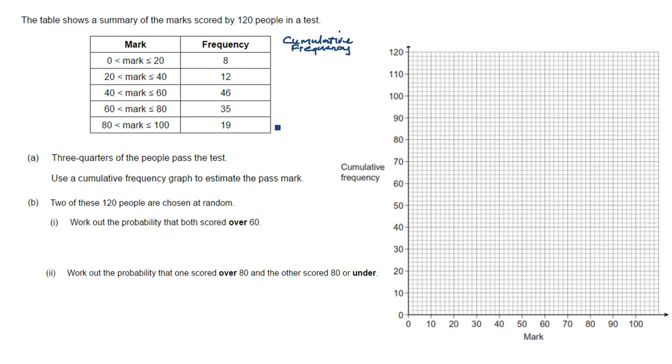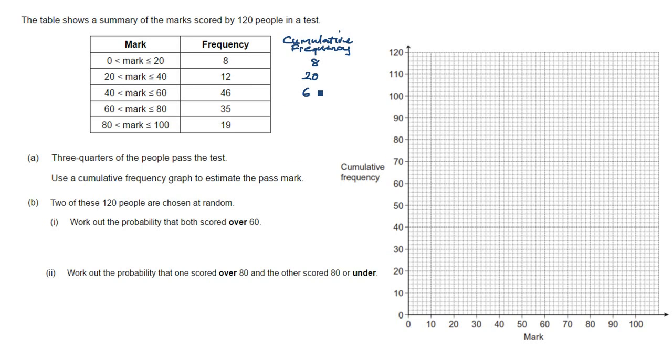So we've got 8 to start with, so we'll write 8. But now we add that 8 to the 12 so that it accumulates. So 8 add 12 gives us 20. Now remember, it's got to add up to 120, so we've got an automatic check here. Let's see if it does. So we're up to 20. 20 add 46, it's going to be 66 now.